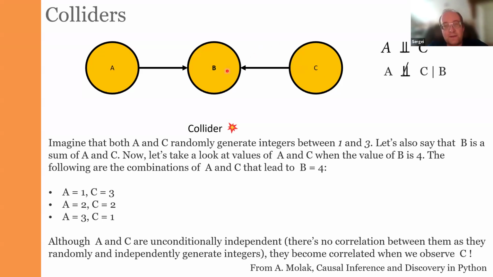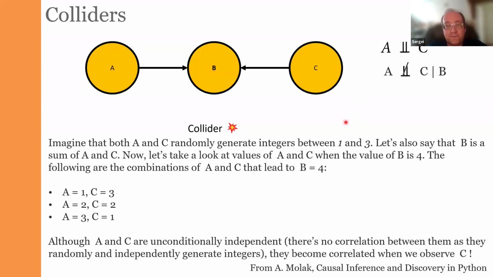So imagine that B depends both on A and C. In this case, A and C are independent. There is no causal relationship between them. However, if B is fixed, then A and C are no longer independent. There would be some relationship between them.